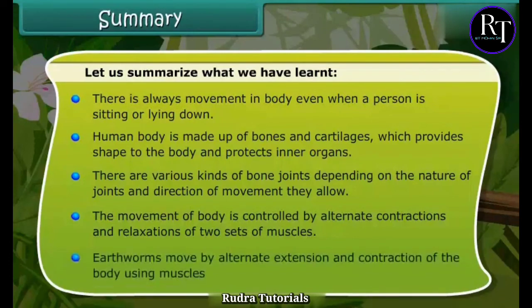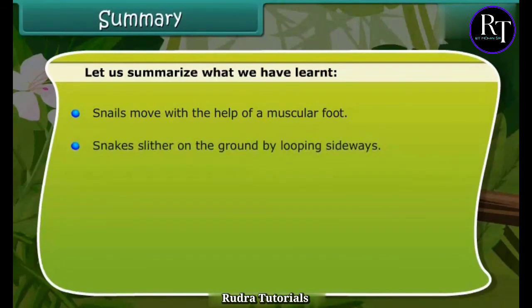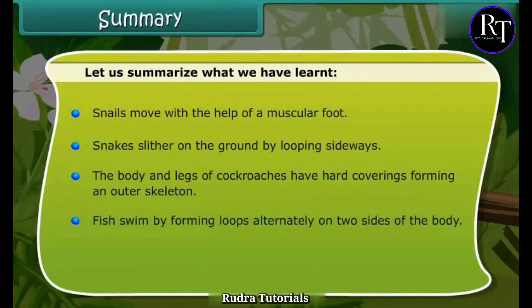Earthworms move by alternate extensions and contractions of the body using muscles. Snails move with the help of a muscular foot. Snakes slither on the ground by looping sideways. The body and legs of cockroaches have hard coverings forming an outer skeleton. Fish swim by forming loops alternately on two sides of the body.